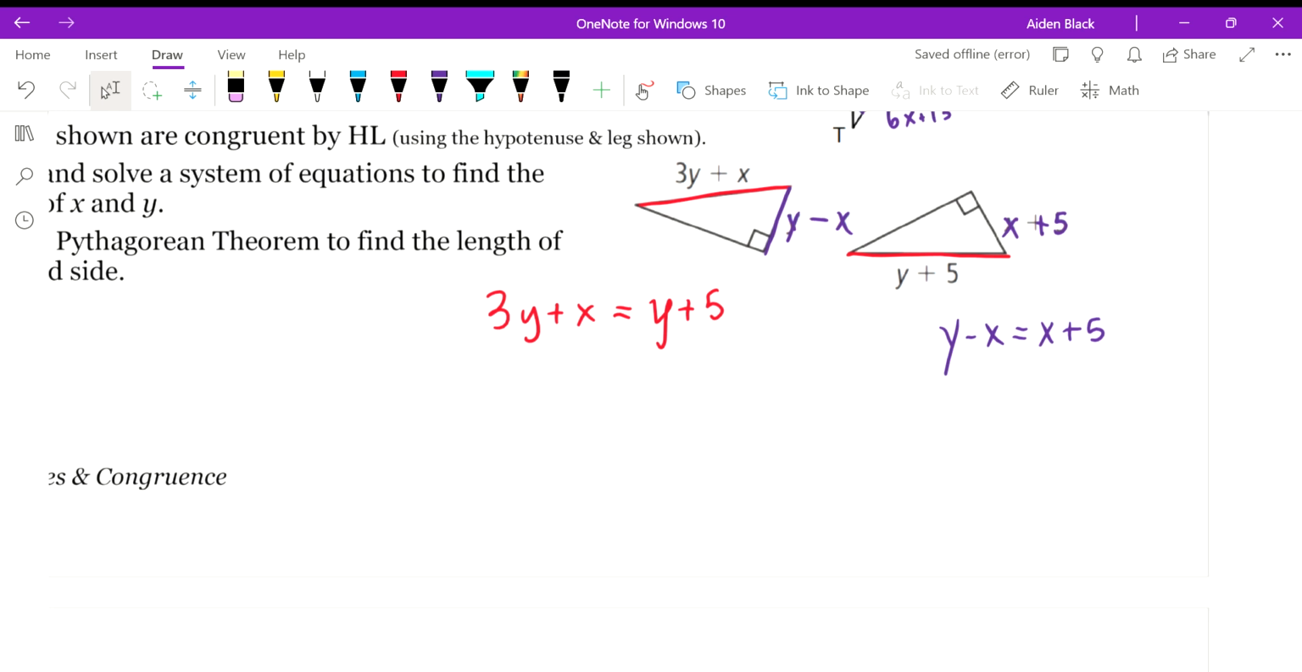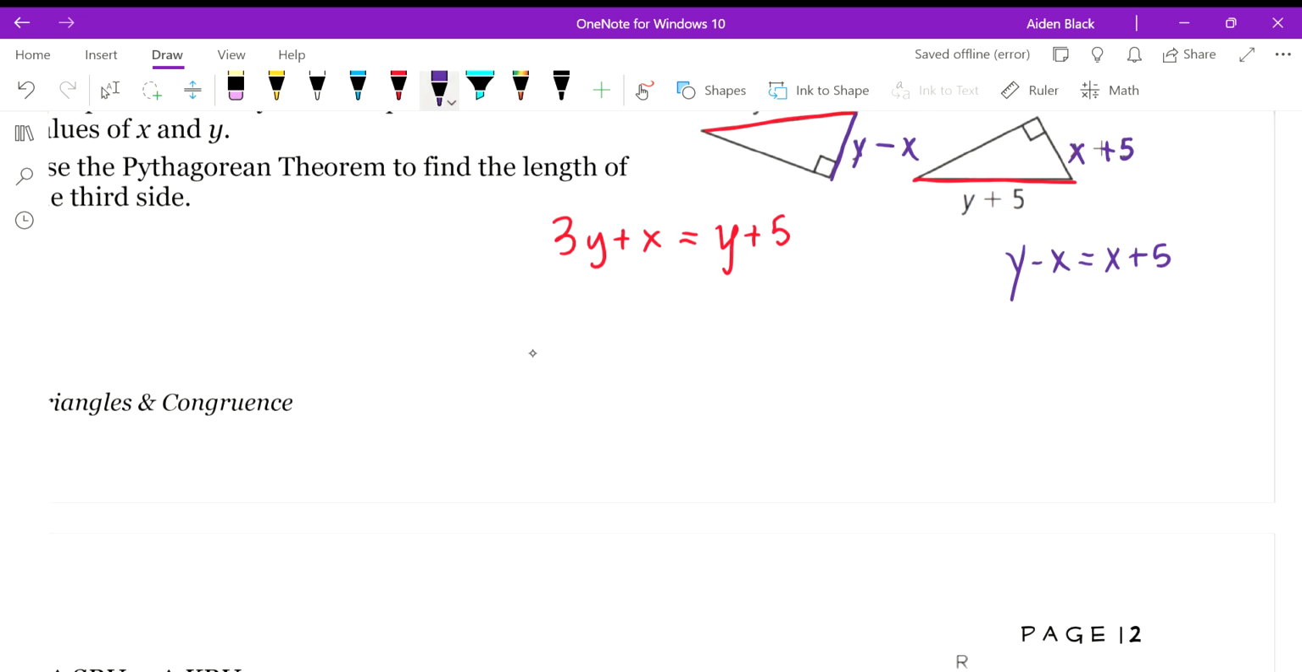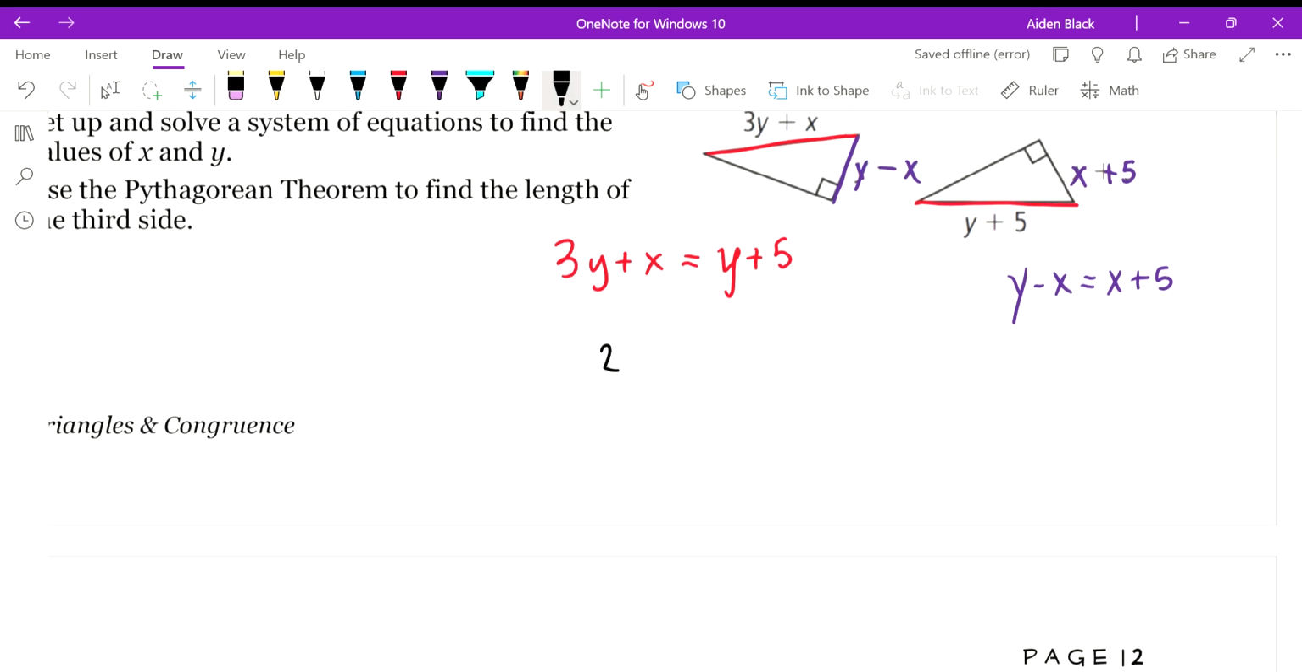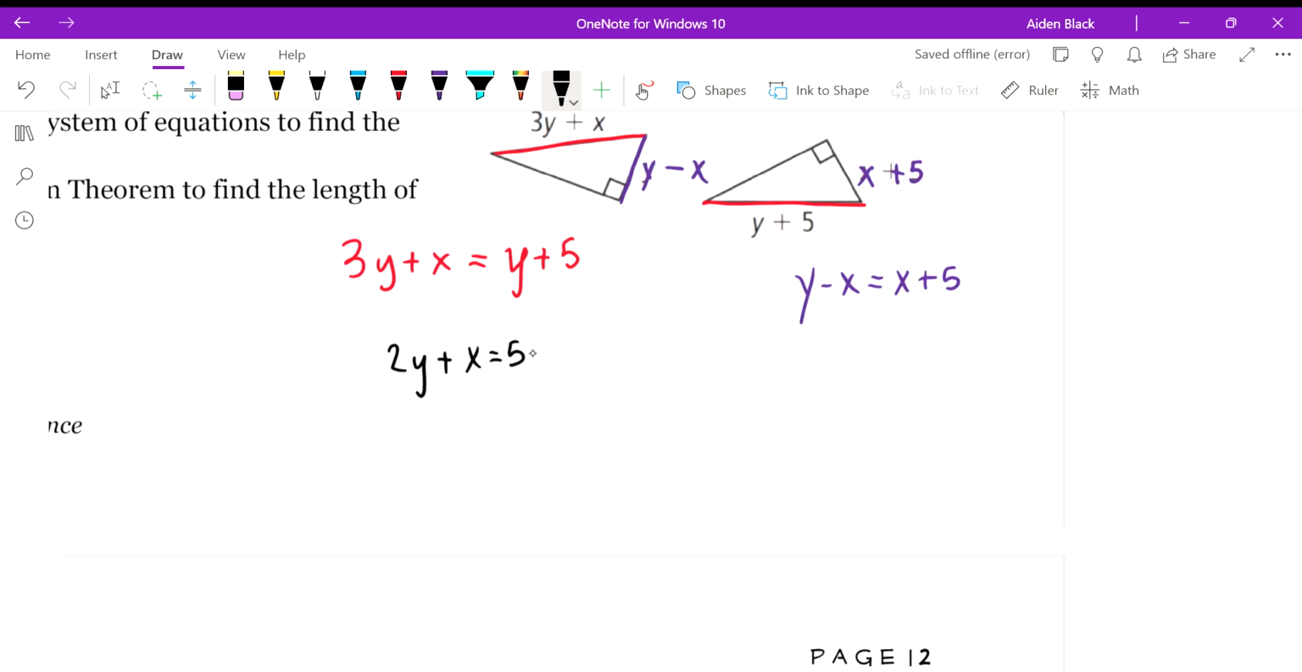To solve using a system of equations, what I like to do is get all my x's and y's on one side of each equation, and then the constant, the number not being multiplied by a variable, on the right side. So what I'll do here is subtract y from both sides. So 2y plus x equals 5. And then for this one, I'm going to subtract x from both sides and get y minus 2x equals 5.